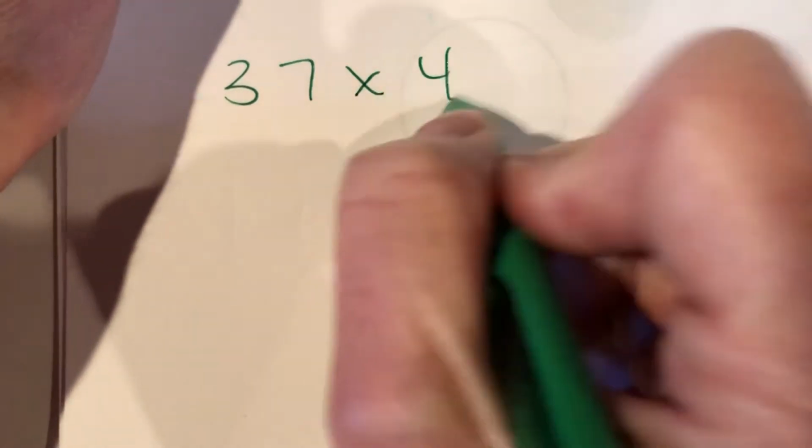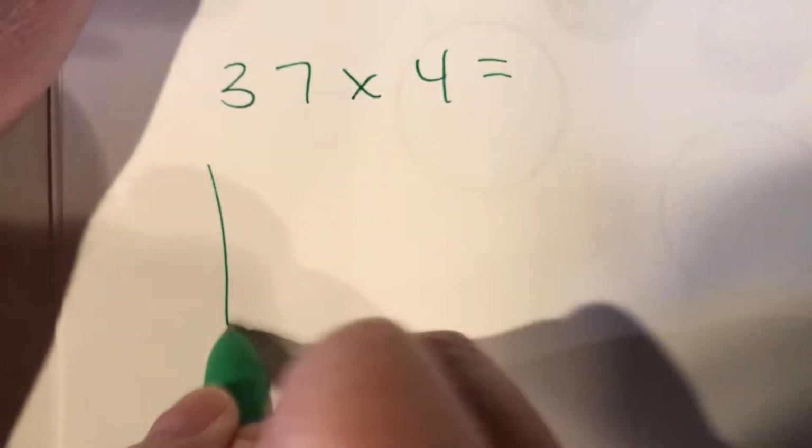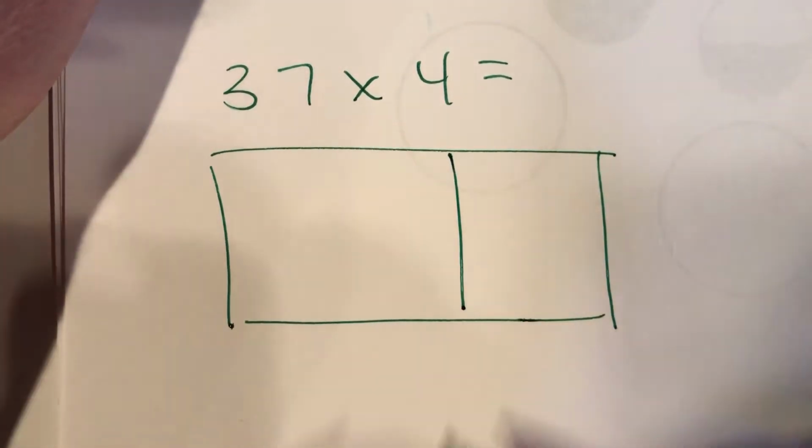Erase. Next, 37 times 4. Set this up into the area model, solve it, press play when you are ready.